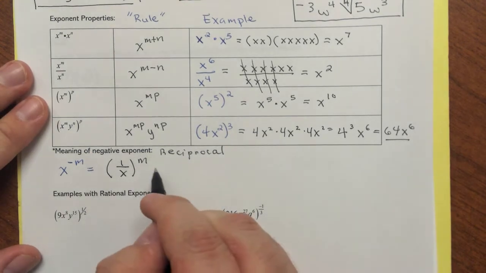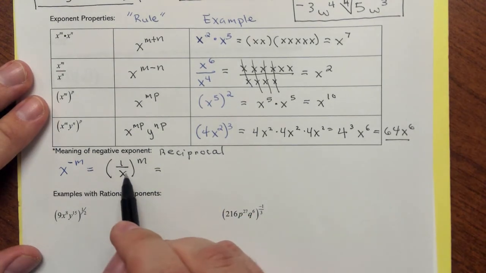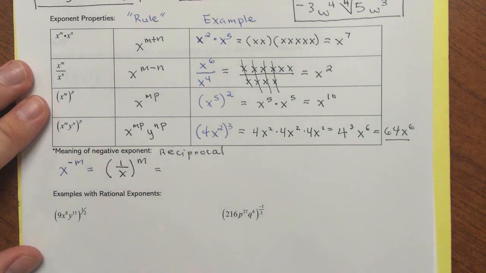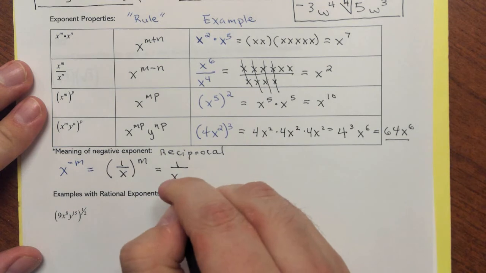Now, of course, if I write this, this would be 1 to the m over x to the m. Any power of 1 is just 1. So what that really is, is 1 over x to the m.